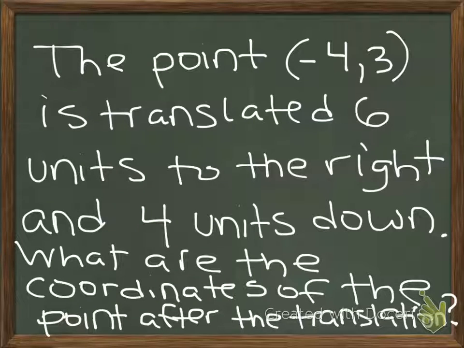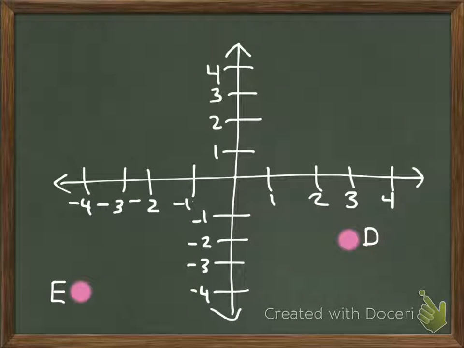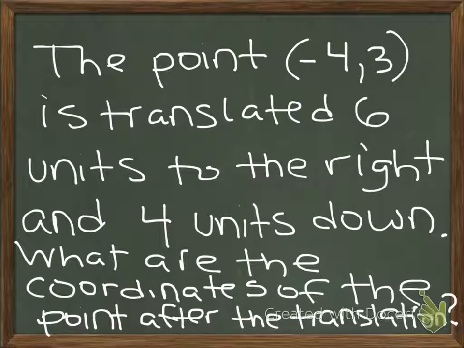Here we're asked to translate the point -4, 3, and we're translating it by going 6 units to the right and 4 units down. There's 2 different ways to do this problem. The easiest way for me would be to just take the numbers how they are and think of it as if you're going 6 units to the right on a coordinate plane, that means you're going to the positive side of the x-axis here.